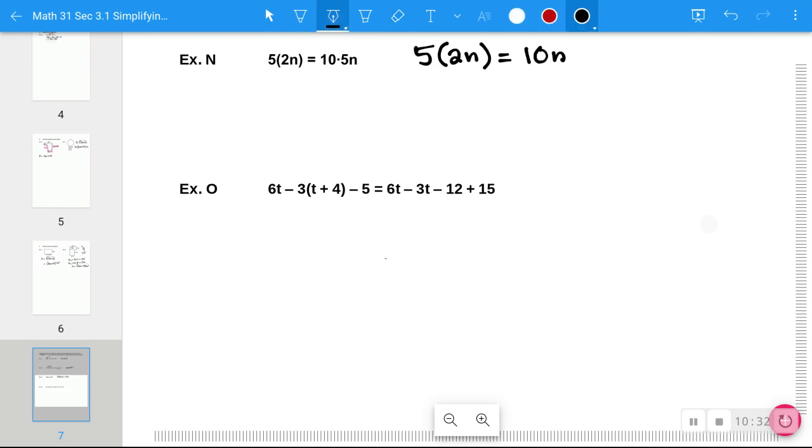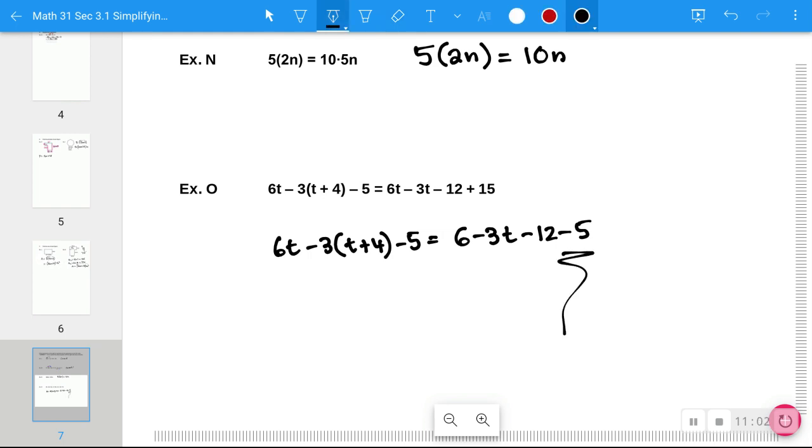Okay, on example O, we're going to distribute here. And it gives negative 3t minus 12, but the parentheses stops the distributing, so it looks like this person accidentally multiplied negative 3 times negative 5 and put your 15 down there. So that's actually the mistake they made. And let's see what this looks like when it's done correctly. Okay, so that minus 5 at the end has now been restored as just minus 5 instead of distributing when we shouldn't have on that problem.